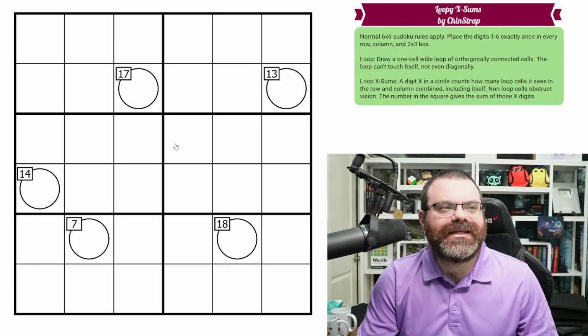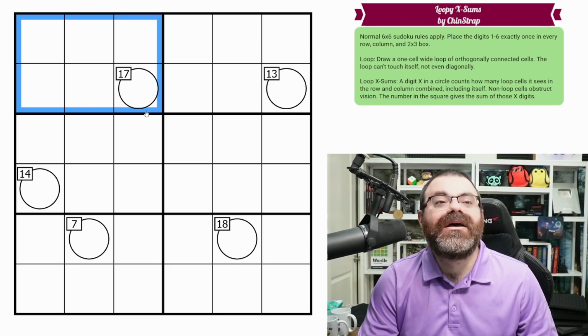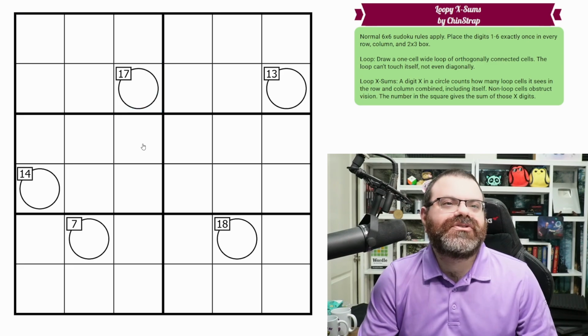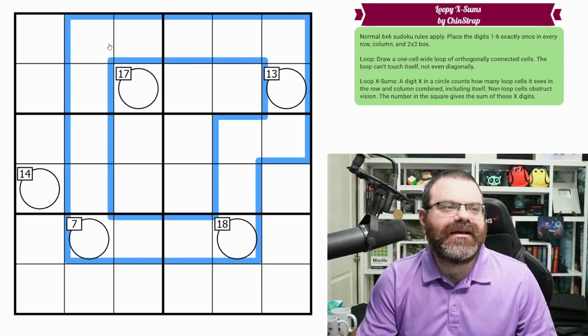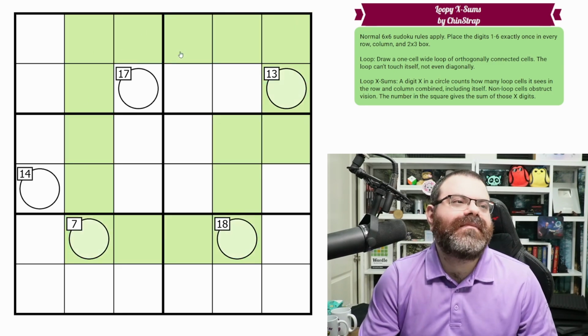So we have normal 6x6 Sudoku rules. In each row, each column, and each 2x3 box, we are placing the digits 1 to 6 exactly once each. We're also drawing a 1 cell wide loop of orthogonally connected cells that doesn't touch itself, not even diagonally. By touching itself, it means coming back around.